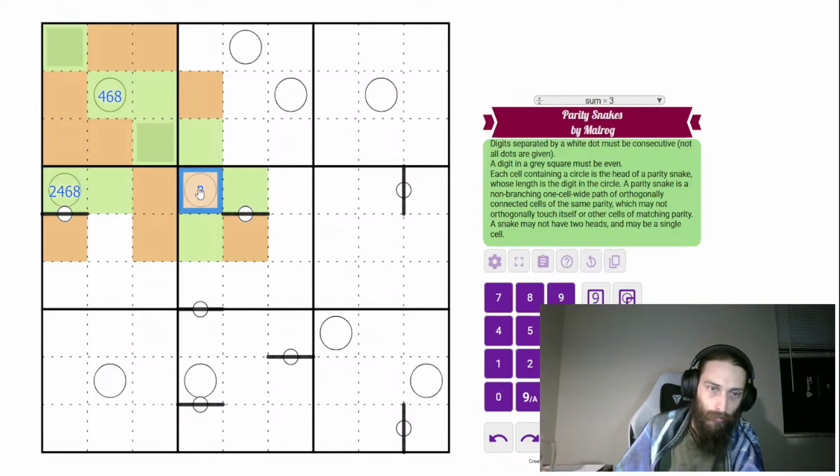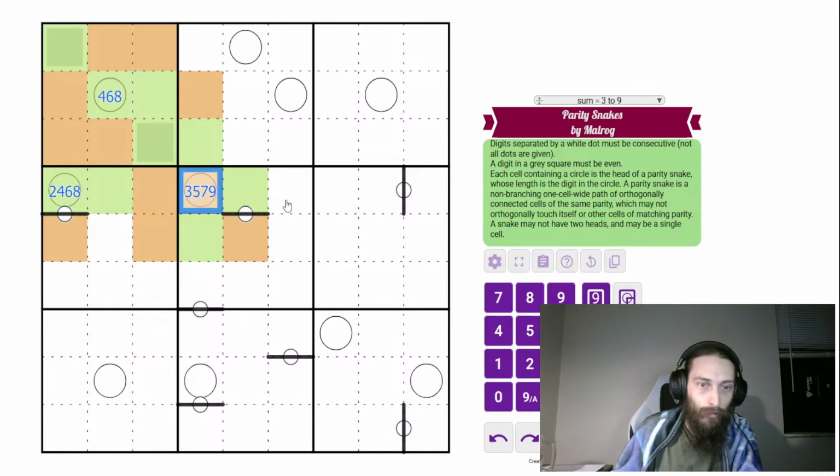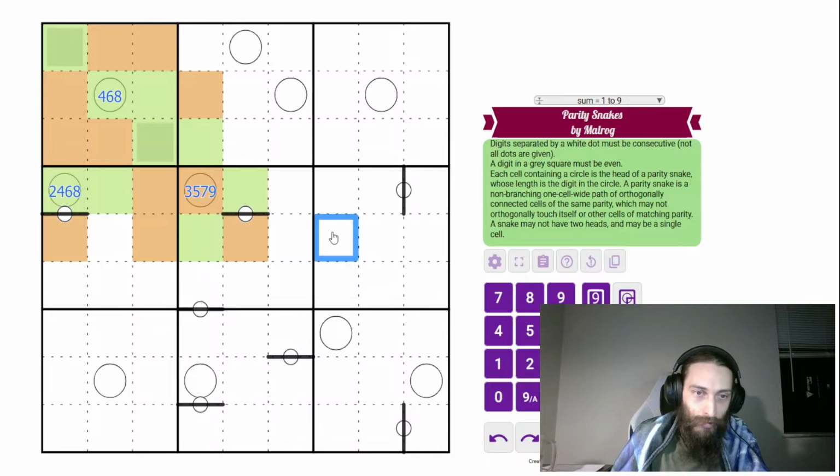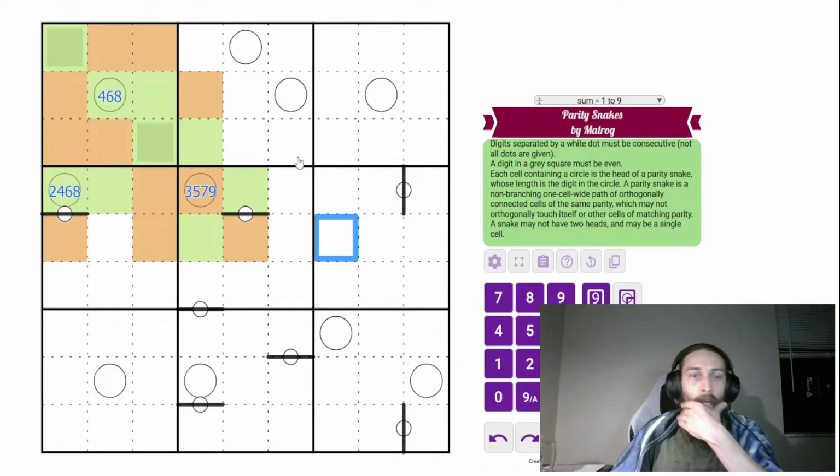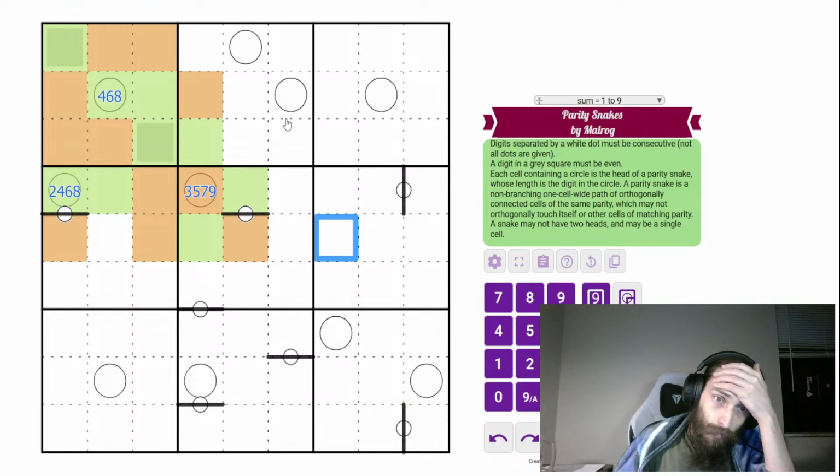2, 4, 6, 8, 3, 5, 7, 8. I don't know what. 8's not odd. Unless we're just talking about, like, other ways of considering what the word odd means. Okay, so some progress has been made. Alright, what about this one?